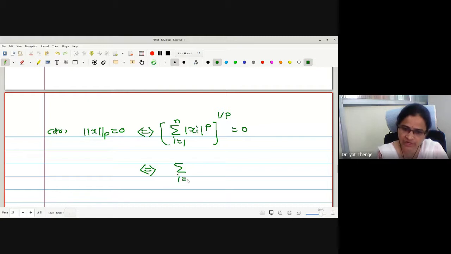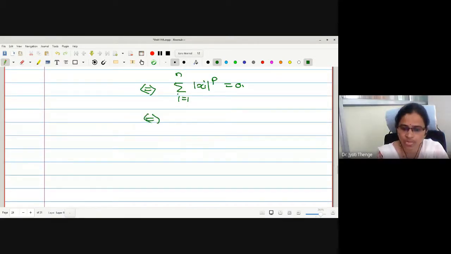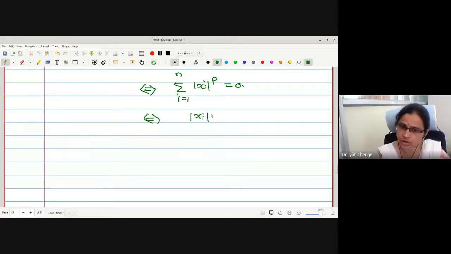What is the value on the right? Is it 0? Yes, ma'am. The power. Okay. Now, sum of non-negative terms is 0. Sum of non-negative terms is 0. What is the possibility of each individual term? 0. Therefore, may I write mod xi raised to p is equal to 0 for all i equals 1 to n. Okay. Again, let me take the pth root.